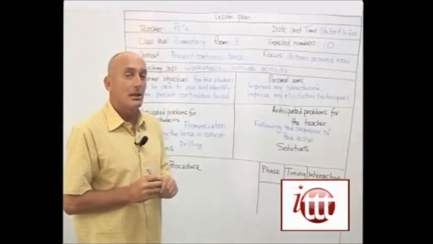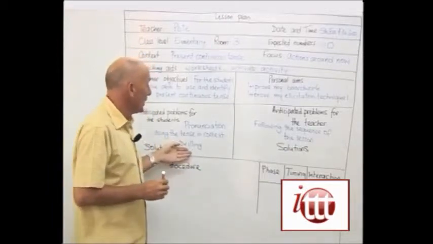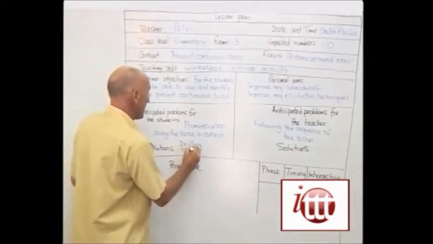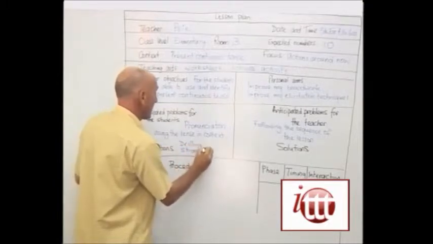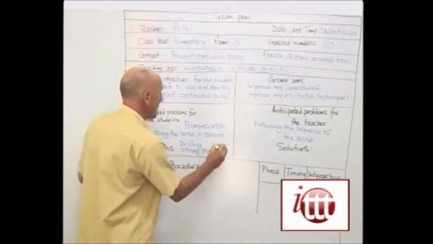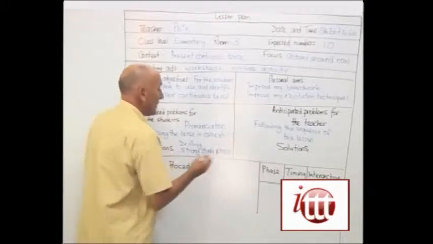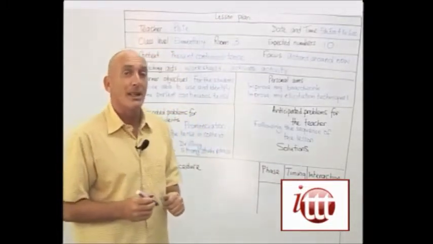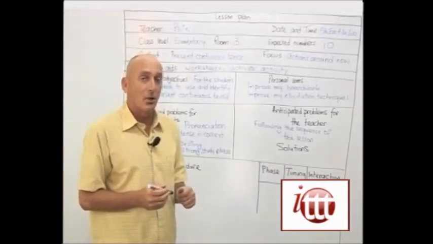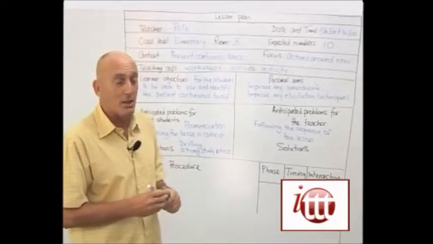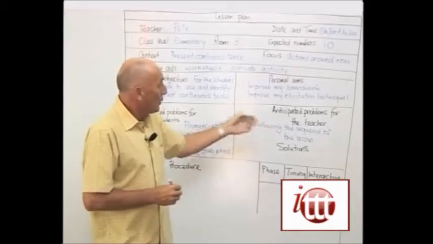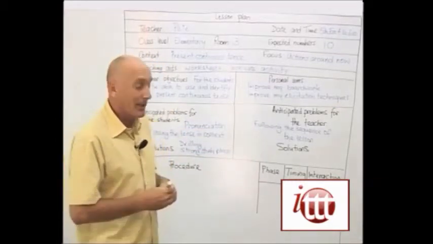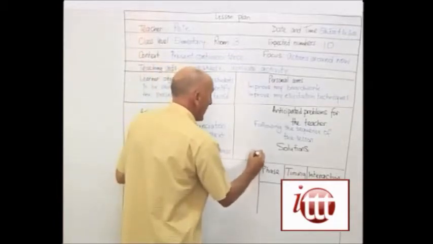And one of the things I can make sure that they can do to overcome this particular problem is to have a strong study phase. By having that strong study phase, I can check that the students do understand this particular tense and its context before they actually try to use it. For the anticipated problems for the teacher, following the sequence of the lesson, again, is to have my plan.